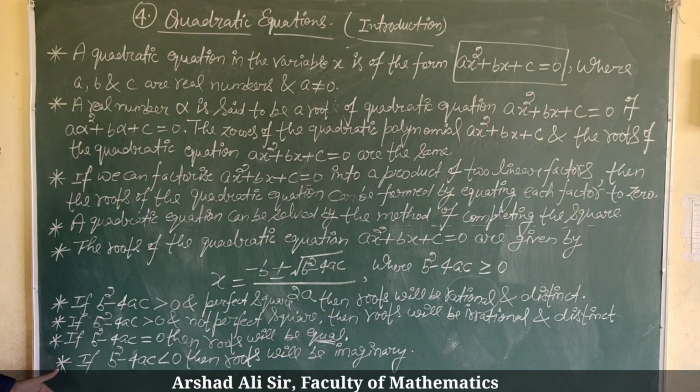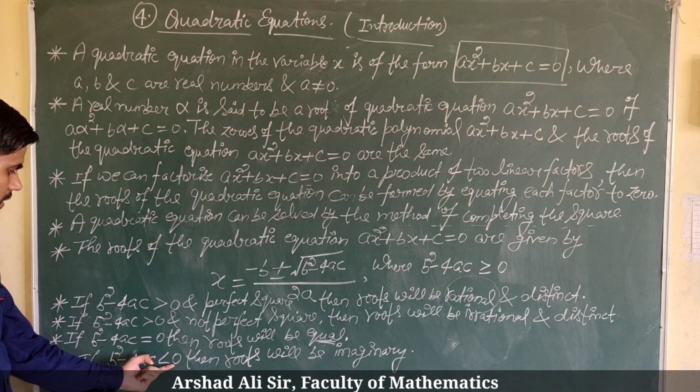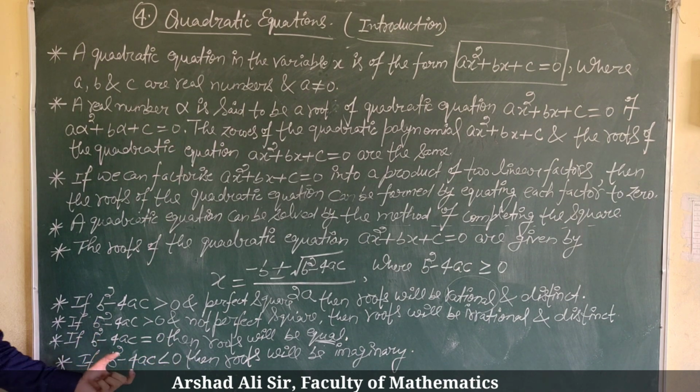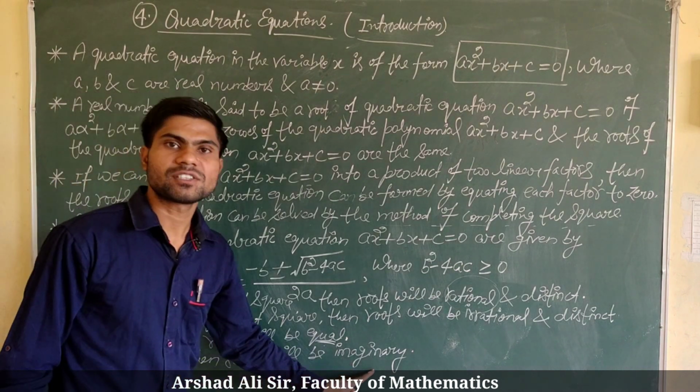Now the last point is, if b square minus 4ac is less than 0, if the discriminant is less than 0, then roots will be imaginary.